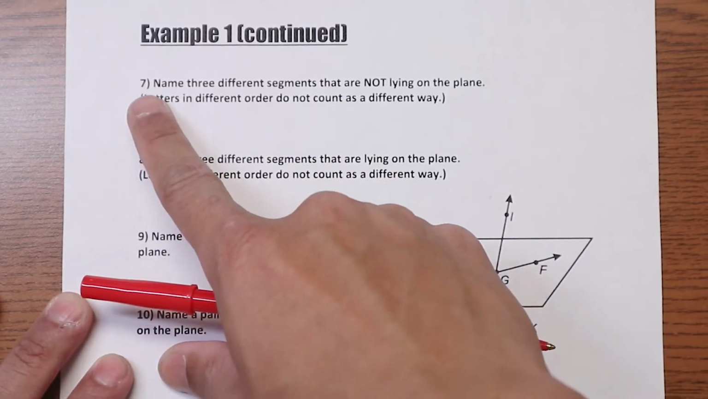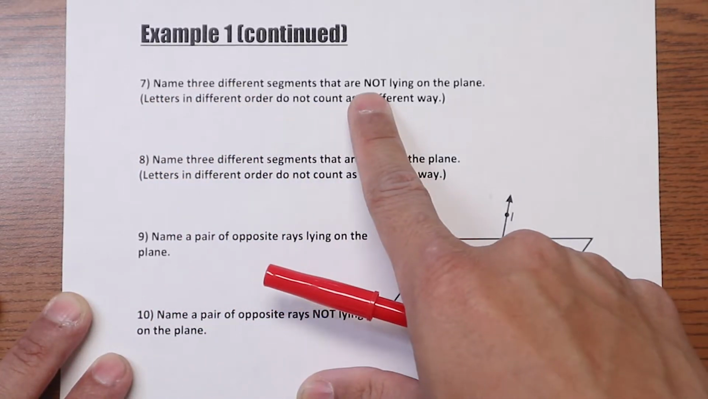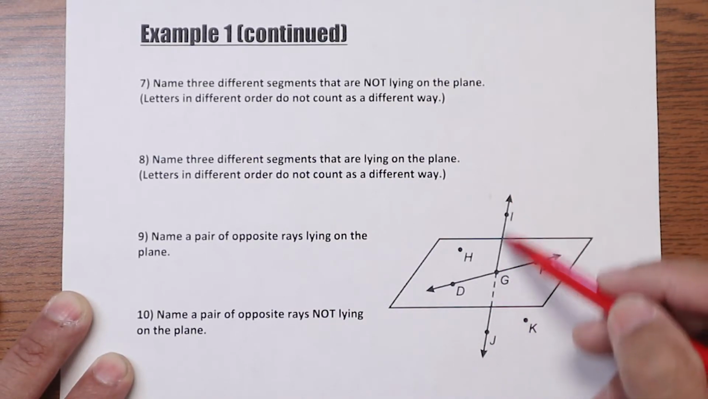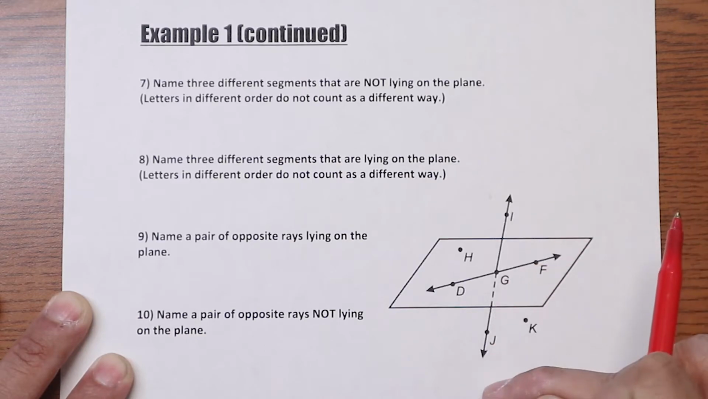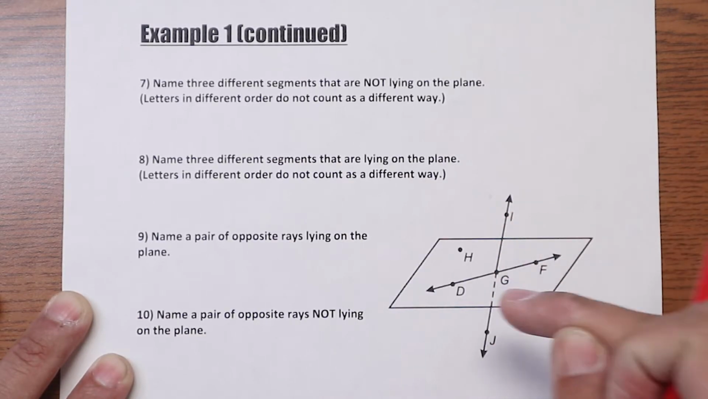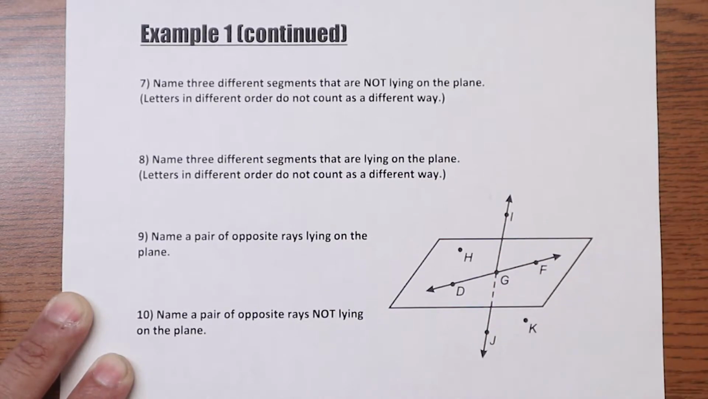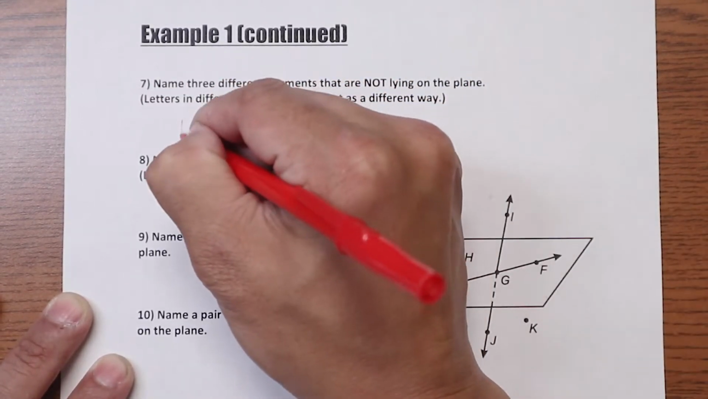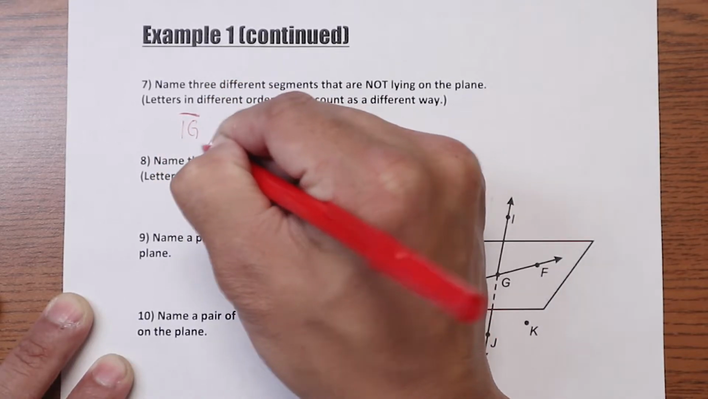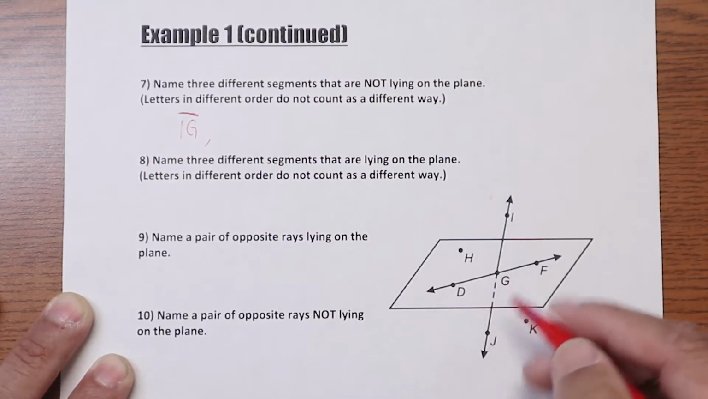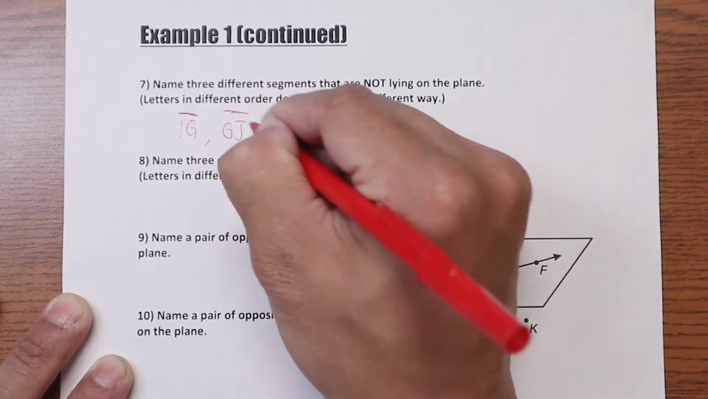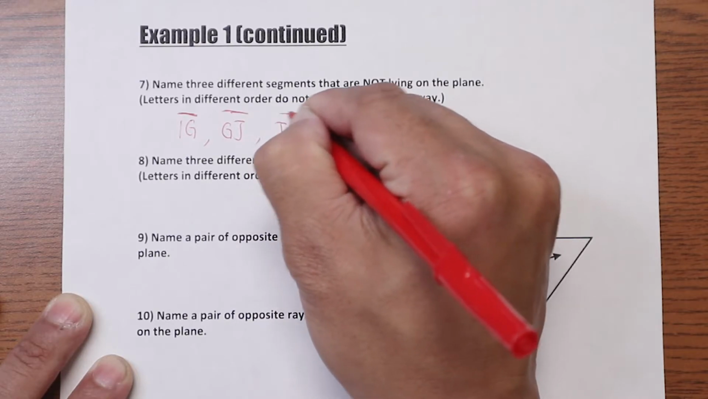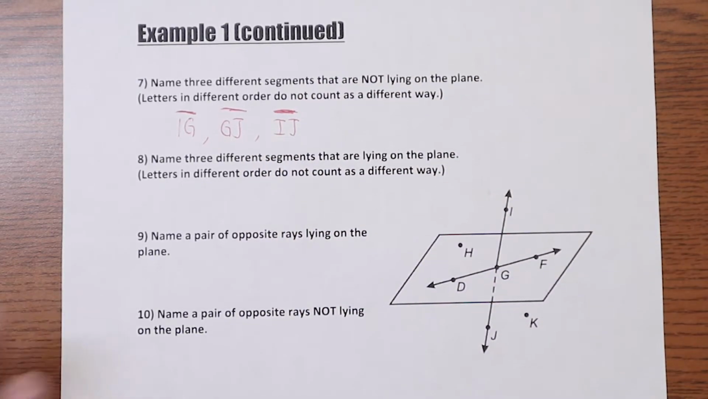So question number 7, it says name 3 different segments that are not lying on the plane. So remember, not lying on the plane is this line right here. But remember, this line has 3 different segments. You have the short one, another short one, and a very long one, okay? So we're going to take a look at the short one here first, okay? So this one is going to be segment IG with a segment symbol on the top. Another one would be GJ, okay, GJ with a segment symbol on the top. And then another longer segment, it's segment IJ with a segment symbol on the top.